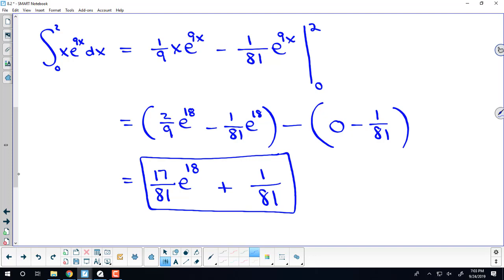So as far as interpreting that integral, there's not any pi's involved, right? So we know it's not one of those volume formulas. Maybe the best we can say is the curve x e to the 9x to the x-axis from 0 to 2, that's the area under that curve. Any questions on that?